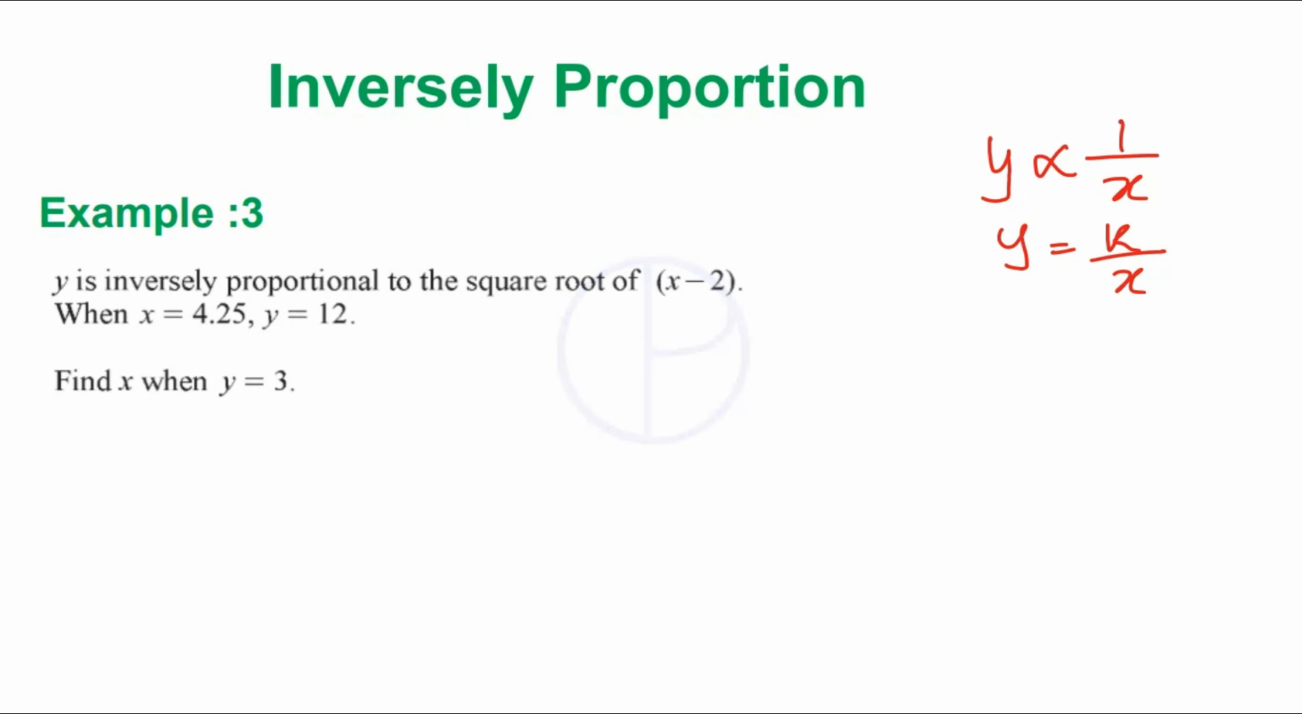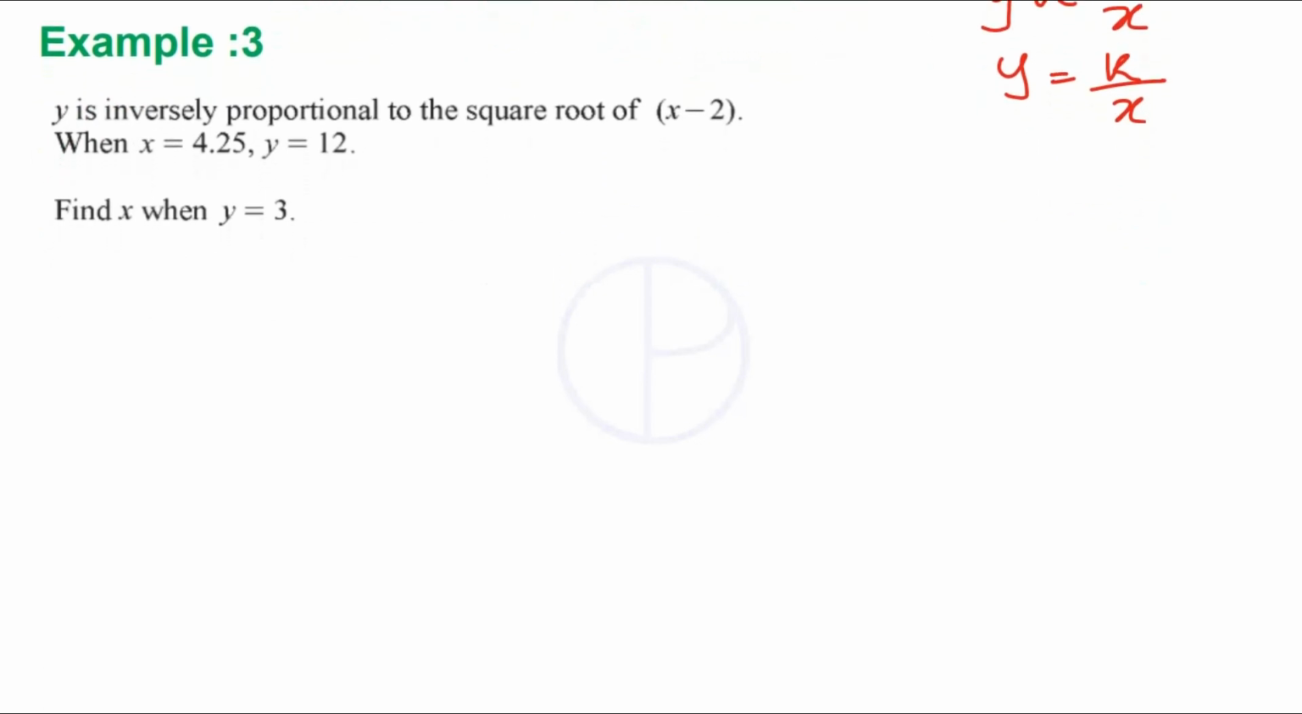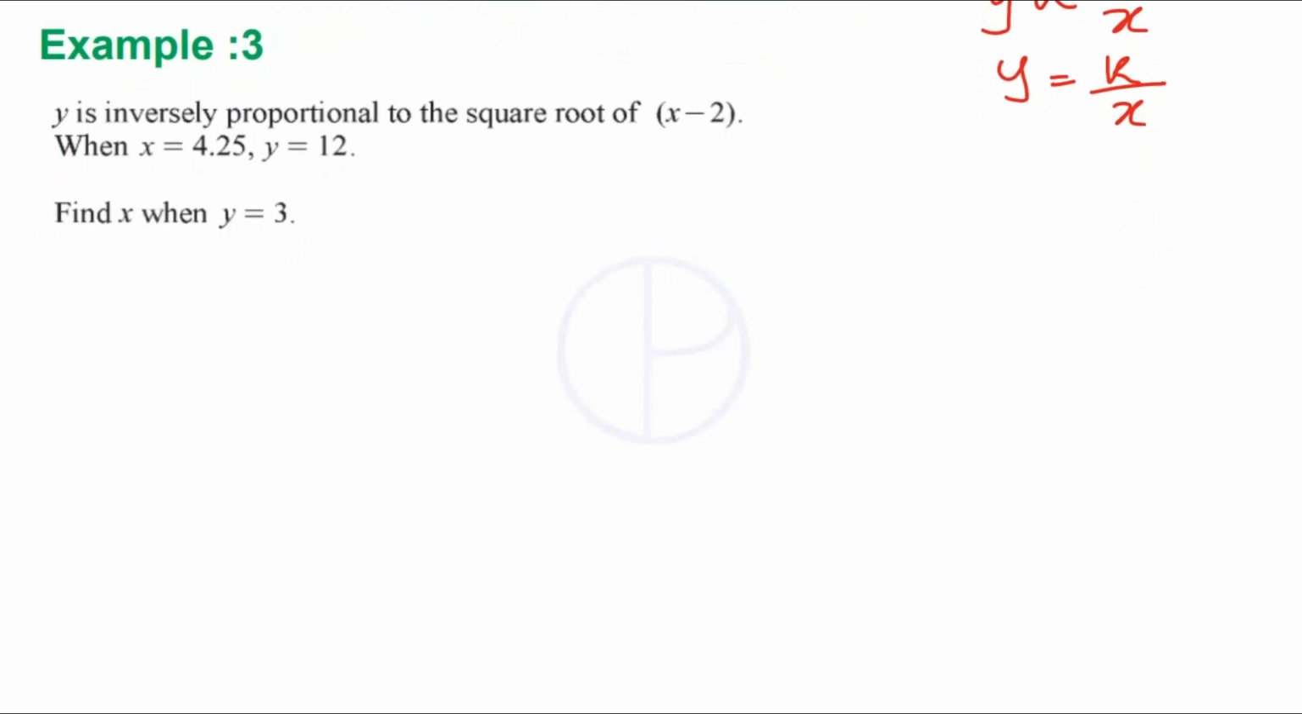So let's look into this example. y is inversely proportional to the square root of (x minus 2). Okay. This can be written as y is equal to k divided by square root of (x minus 2).